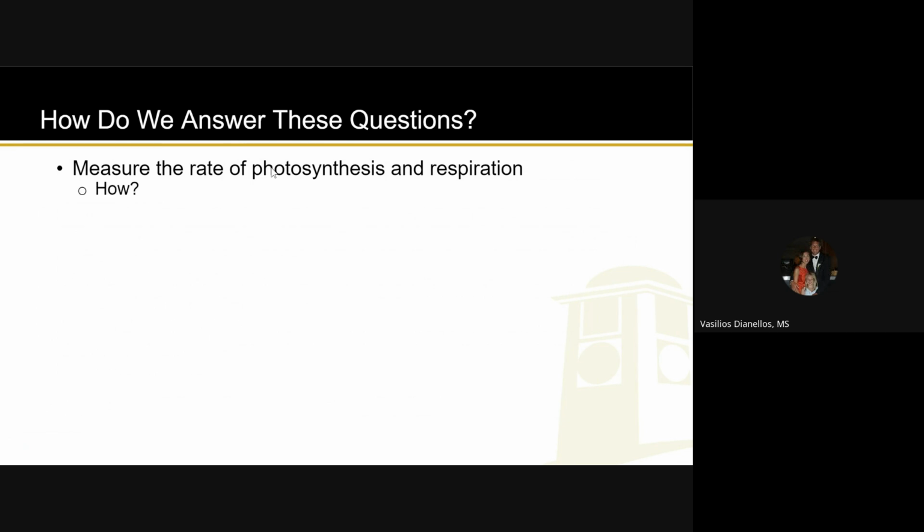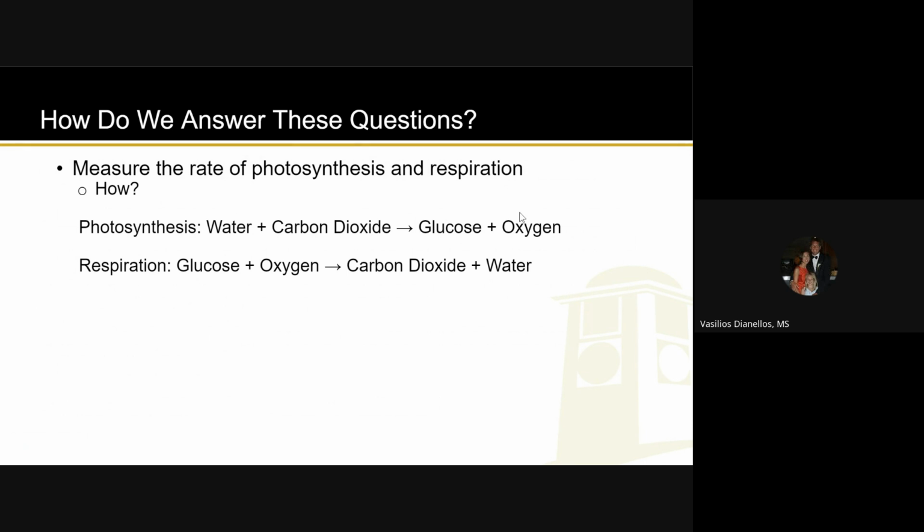How will we measure the rate of photosynthesis and respiration? Well, before we talk about that, there's some things to consider here. First of all, we need to think about the chemical equations, right? So we know photosynthesis uses water and carbon dioxide to produce glucose and oxygen. Meanwhile, respiration is the opposite, right? Respiration uses glucose and oxygen to produce carbon dioxide and water. So how can we measure the rate of photosynthesis and respiration?